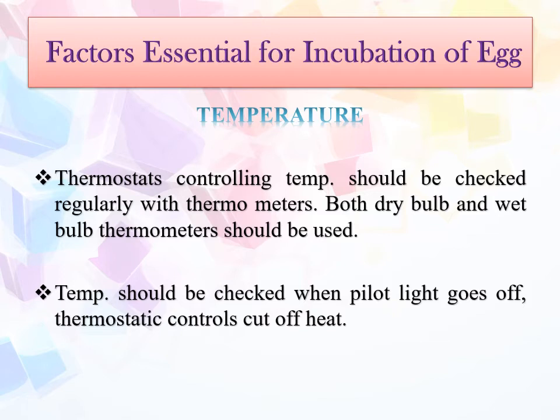Thermostat controlling temperature should be checked regularly with a thermometer. Both dry and wet bulb thermometers should be used. So this thermostat and the devices that maintain the internal temperature of the incubator and hatcher should be properly checked at proper intervals. Temperature should be checked when the pilot light goes off. Thermostatic control cuts off the heat.